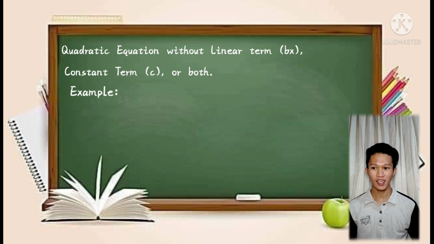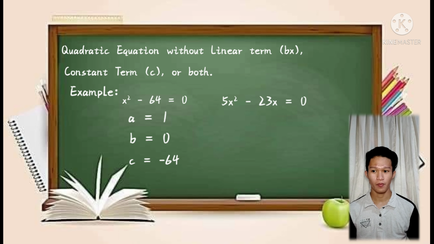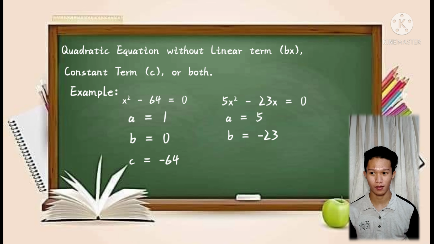Second, equations without a linear term, constant term, or both. Example, x squared minus 64 equals 0, where a is equal to 1, b is equal to 0 because there is no linear term, and c is negative 64. Example number 2, 5x squared minus 22x is equal to 0, where a is equal to 5 and b is equal to negative 22, and c is 0 because there is no constant term.